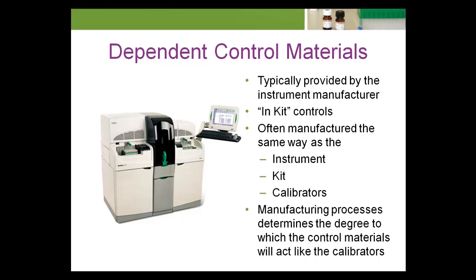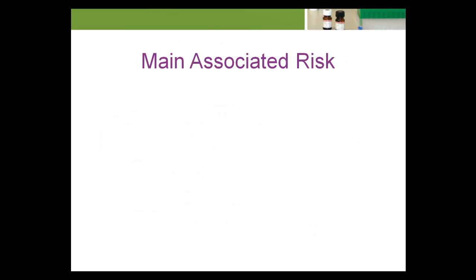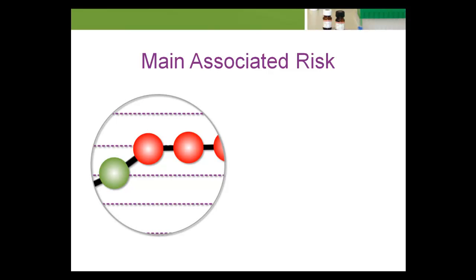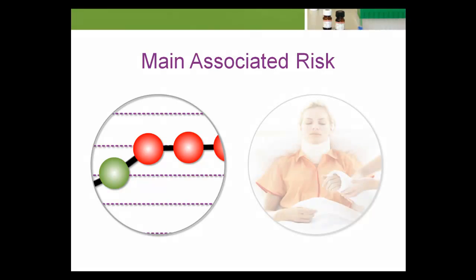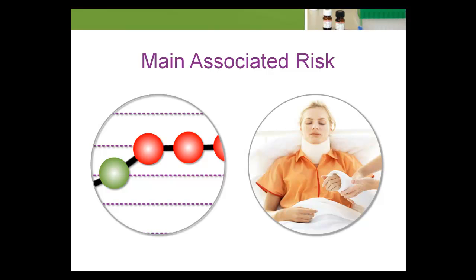At some point, the manufacturing process for controls and calibrators splits. The extent that the controls and calibrators share manufacturing processes determines the degree to which the control materials will act like the calibrators. The main associated risk is the inability to reliably detect performance shifts or subtle changes because the controls are insensitive to the change, acting more like calibrators or having been otherwise optimized to work on the instrument or with the kit method. In such situations, the risk of harm to the patient can be substantial.